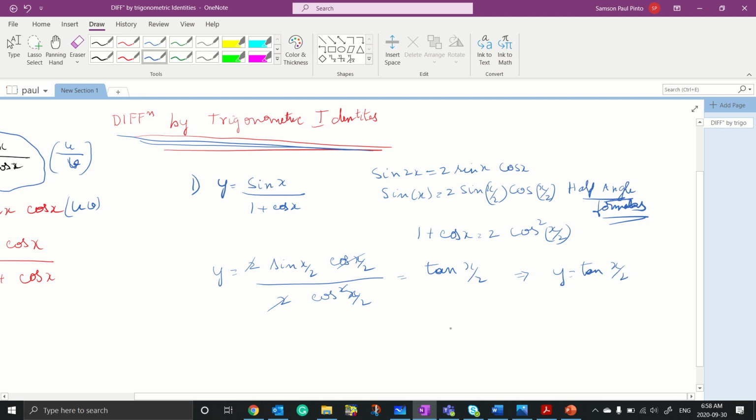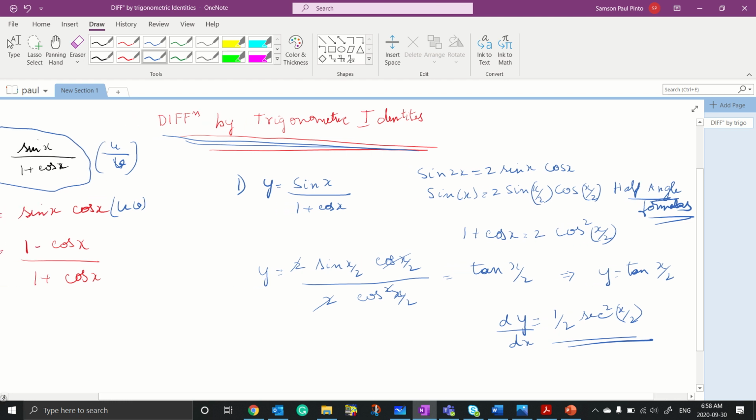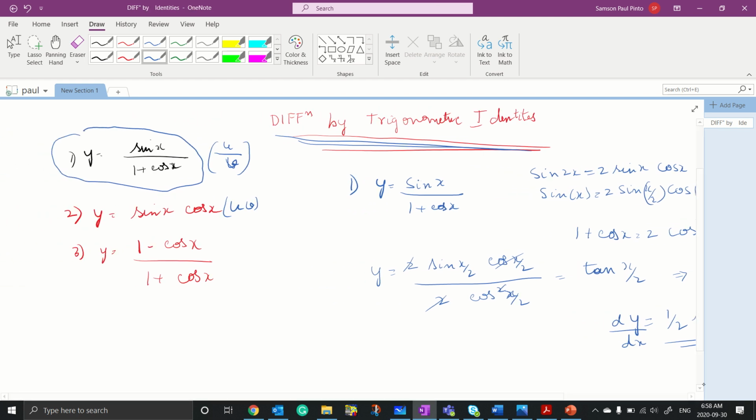Now I can differentiate y is equal to tan x by 2, and I will get the answer. Differentiation of tan x is secant square x, but there is a half here, so it is nothing but half of secant square x by 2. Pretty simple. Okay, and let us go to the next problem.